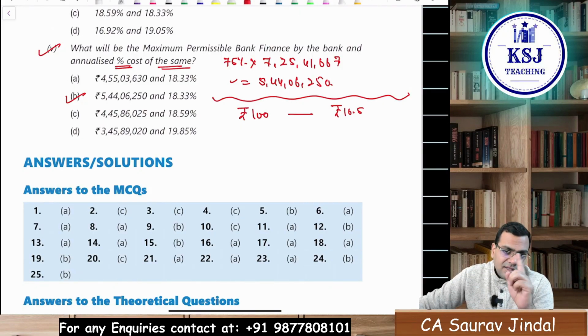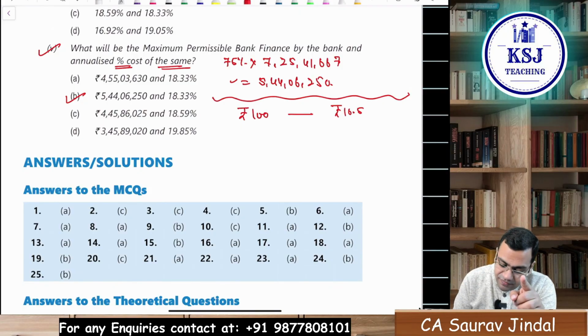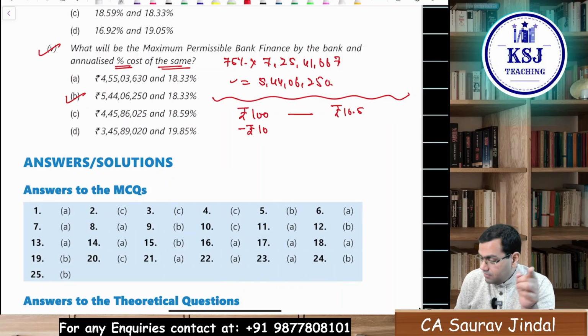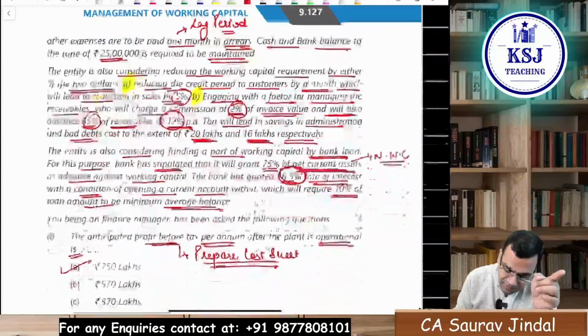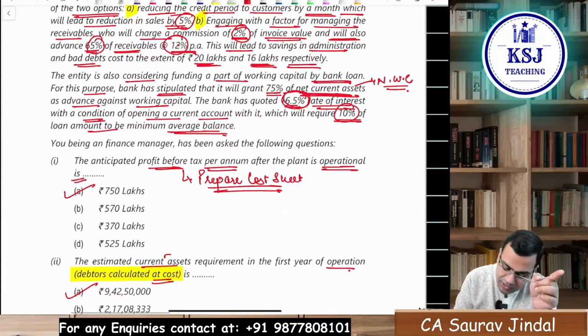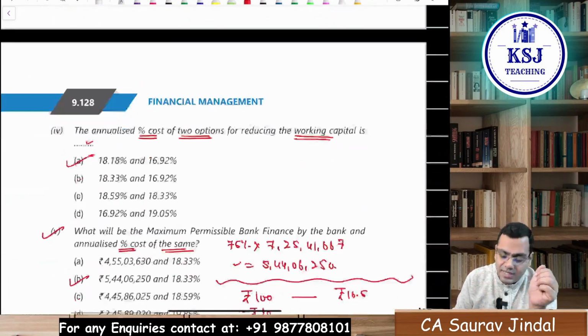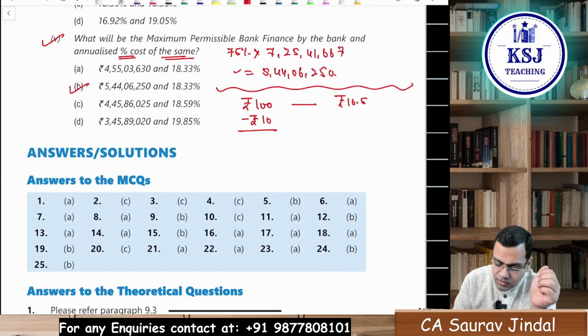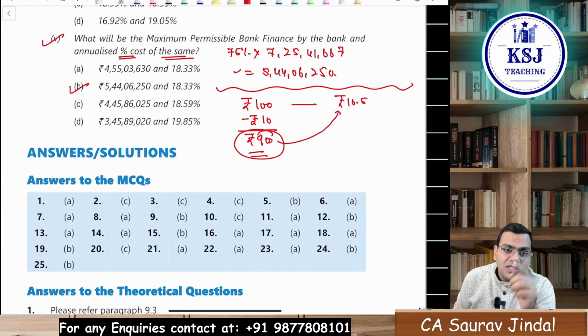The bank has another condition. The bank says out of this 100, you cannot utilize the 10 rupees because that 10 rupees should always be there in your current account. Read that line very carefully. It is given in the question that 10% should be the minimum average balance. You cannot use that 10 rupees. So how much money you can use? You can use only 90 rupees. So that means to use this 90 rupees, you have to pay an interest cost of 16.5 rupees.